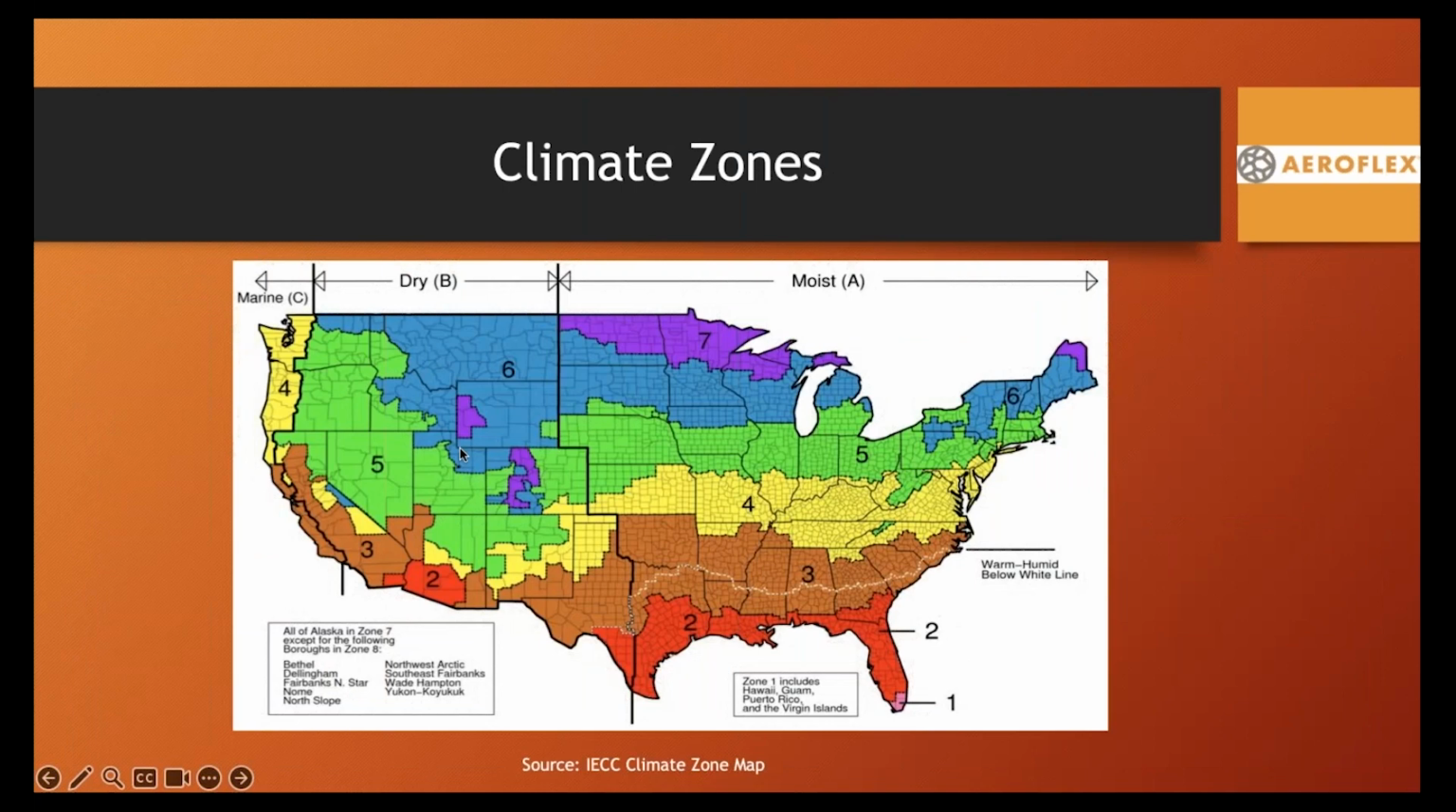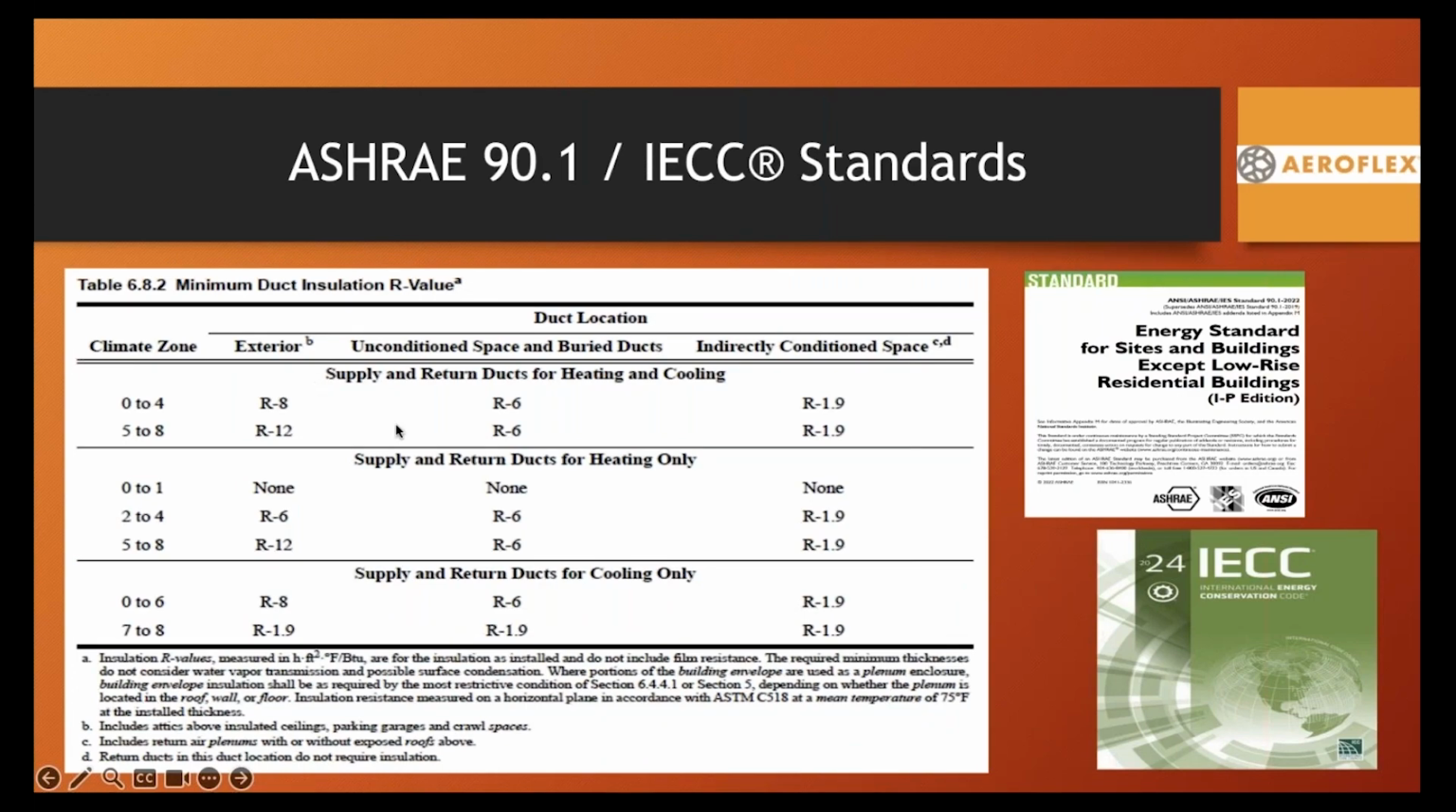ASHRAE and the IECC both have climate zone maps, and they're identical. They determine the minimum duct insulation thickness. For example, if we took Chicago, where say a project's located, zone 5, and we go back to the chart, you can see the R value that is specified as the minimum thickness for the duct in a given application: for a rooftop, for a mechanical room, or an indirectly conditioned space.